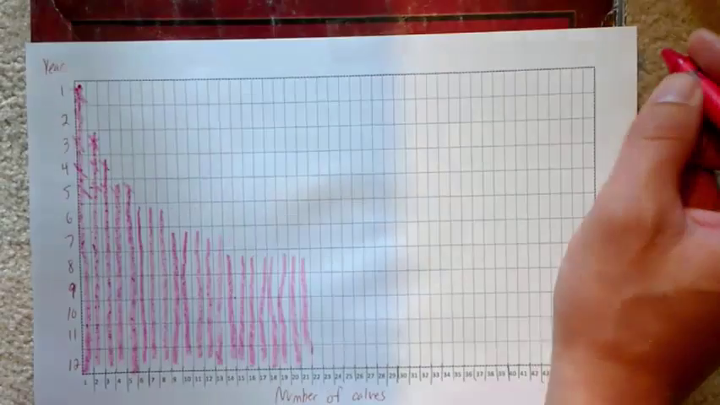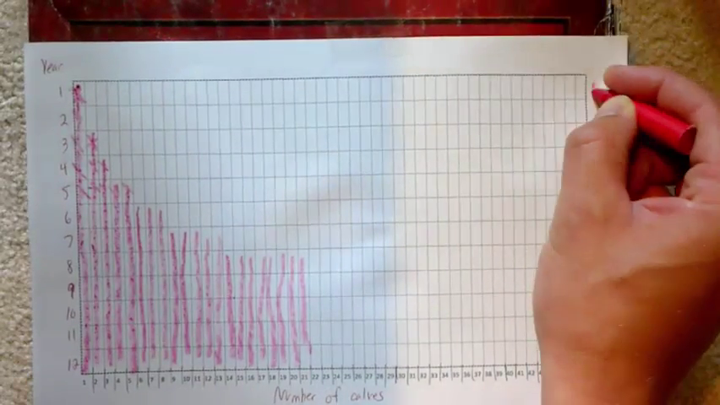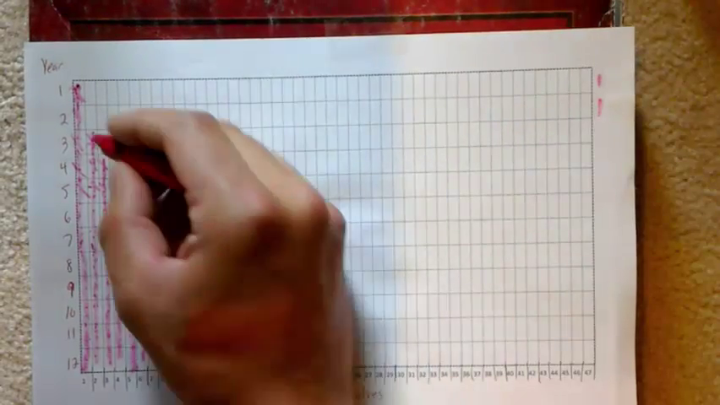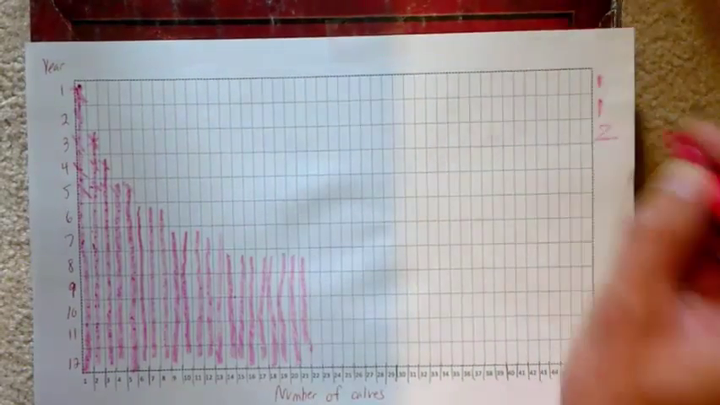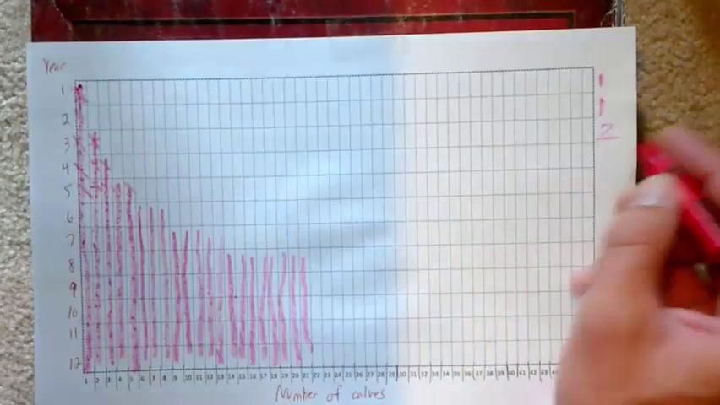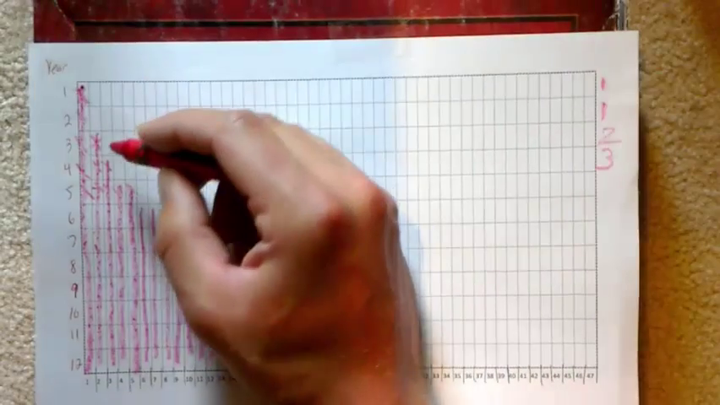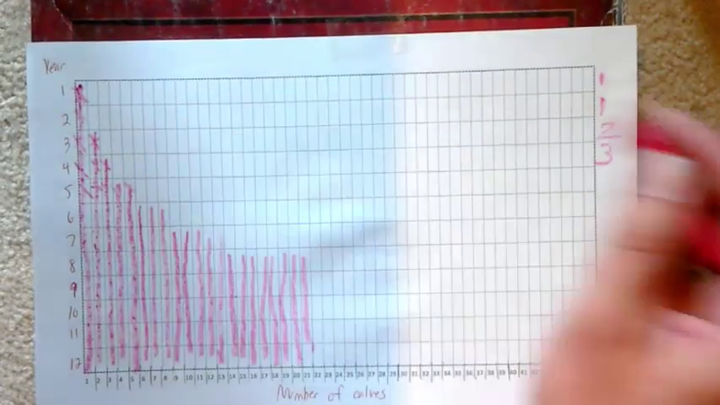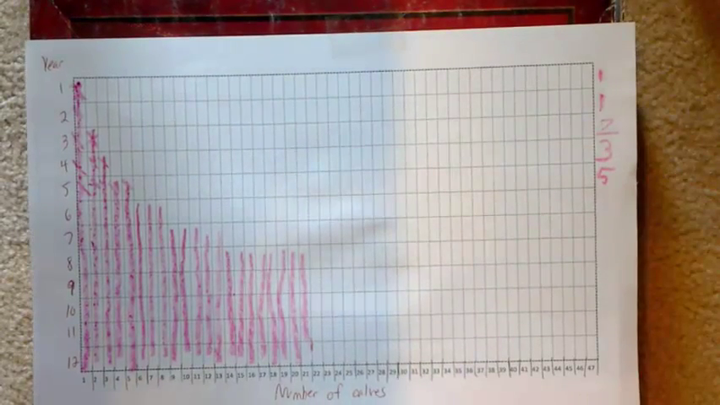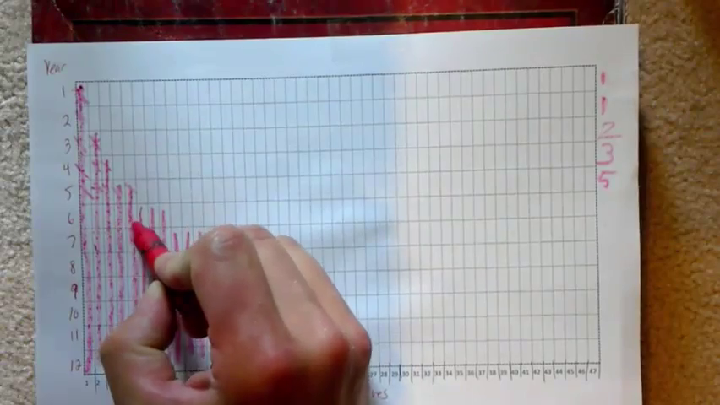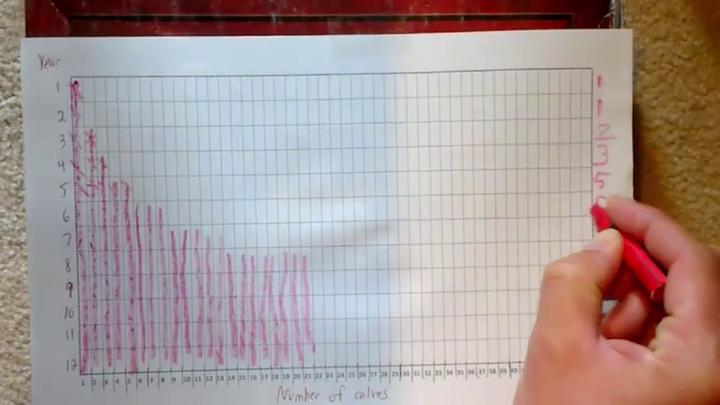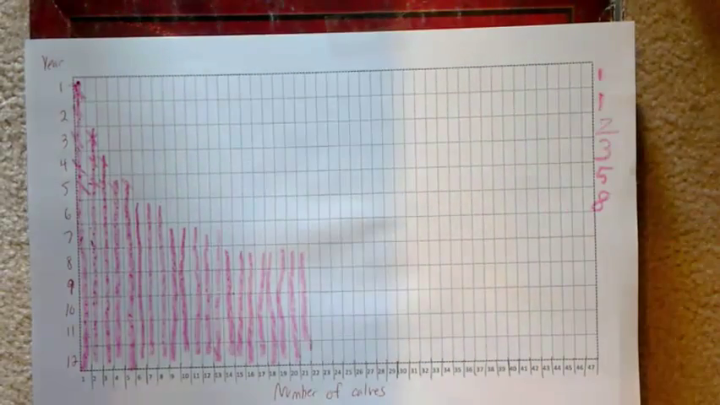Year 1, there's clearly just going to be one calf born. Year 2, there's just the one calf born. Year 3, there's 2 calves born. Year 4, there's 3 calves born. This year 5 is 5 calves born. Year 6, there's 8 calves born. We can see the Fibonacci sequence forming as we go down the right.